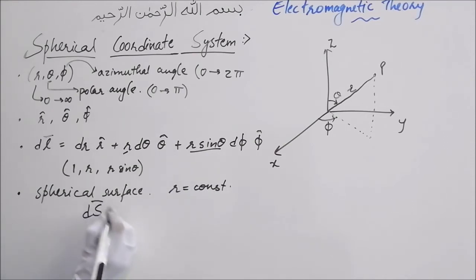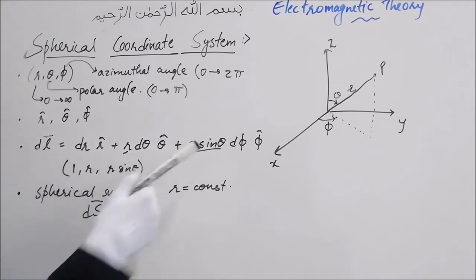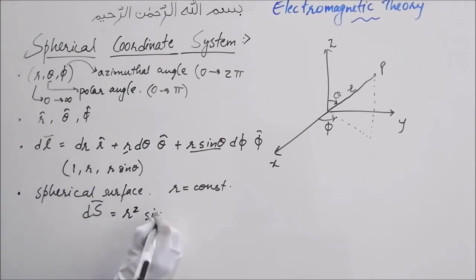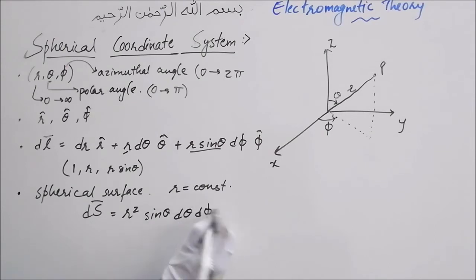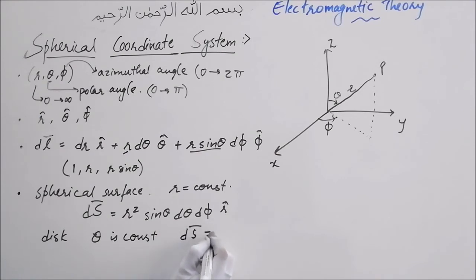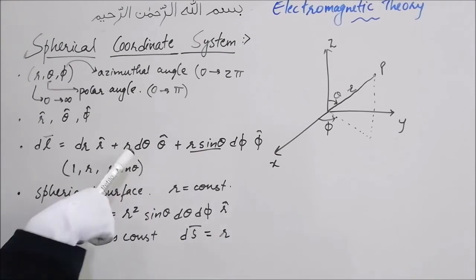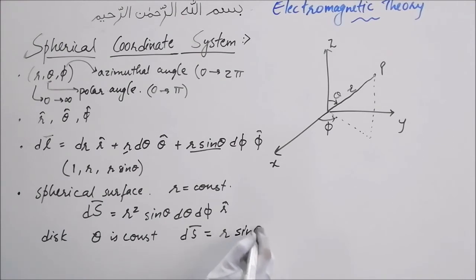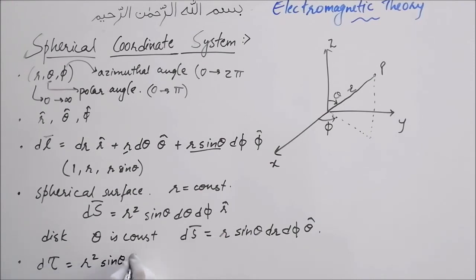Therefore ds bar will be equal to, since r is constant, we will have only two terms, r squared sin theta d phi along the r hat direction. And if we are having a disk surface in which the value of theta is constant, then ds bar can be written as, r, theta is constant, so you will have only r sin theta dr d phi theta hat. The volume element, which is a scalar quantity, is equal to r squared sin theta dr d theta d phi.